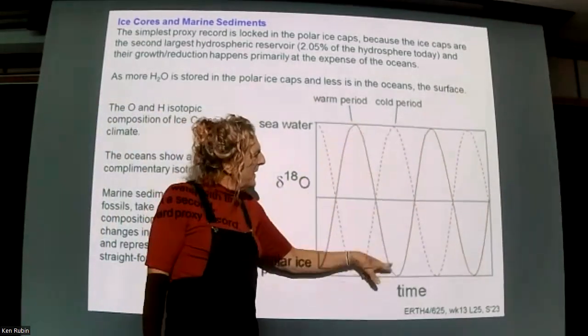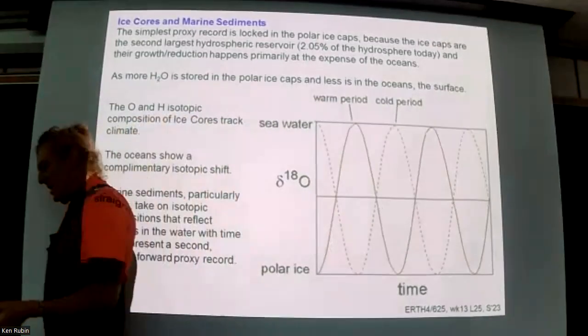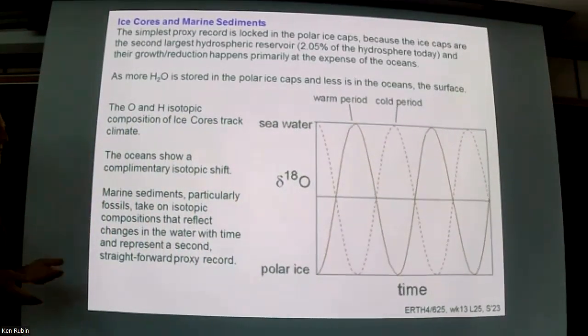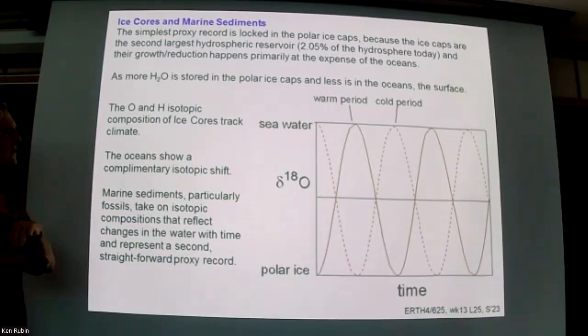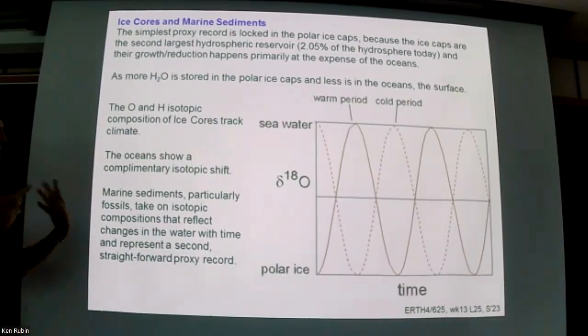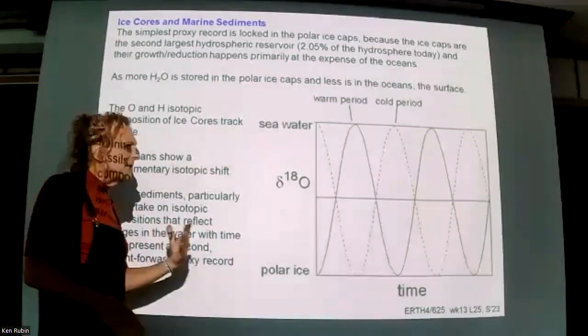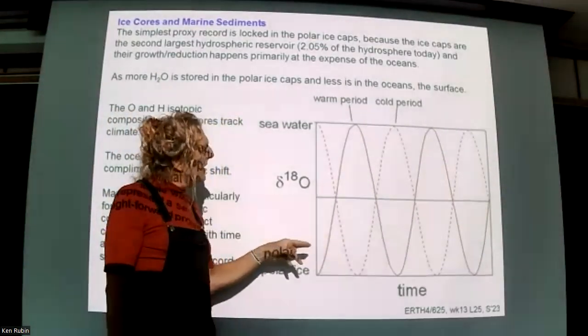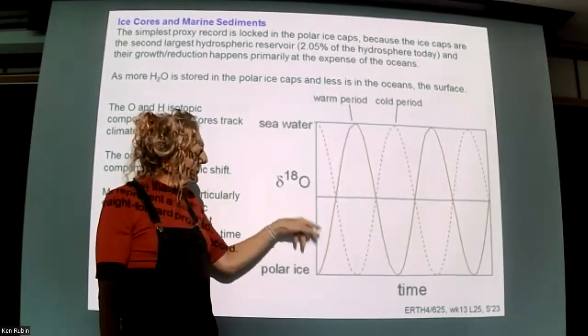So we can look back in time in ice cores, and the deeper we go into the ice sheets, the more complicated we have corrections for things like flow and deformation and so forth. But then able to confidently go back to about 250,000 years in Vostok, Antarctica. And in the oceans, we're left with this complement.